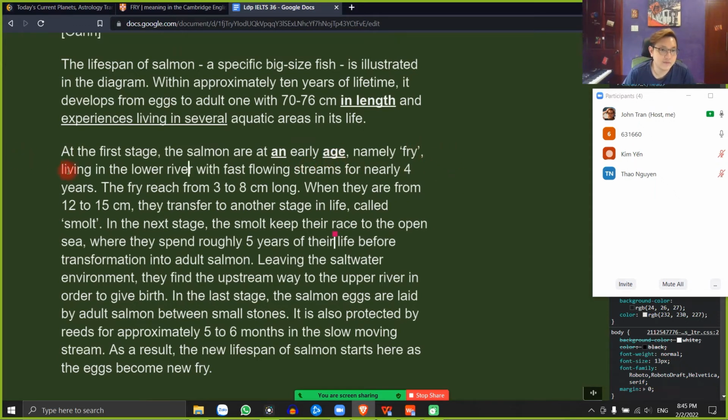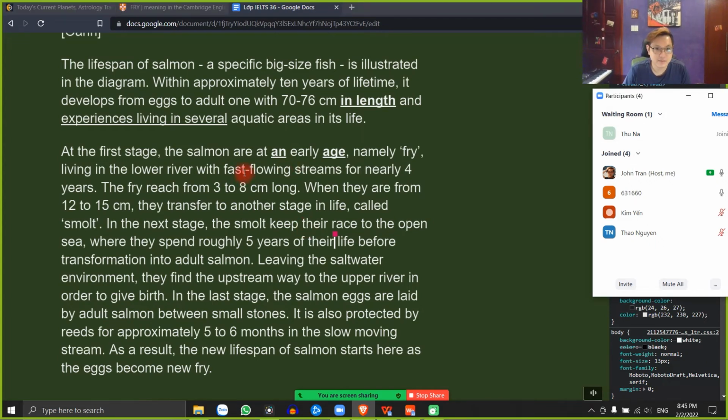Namely fry, living in the low river with fast flowing streams. Here you need a hyphen. Why do you need a hyphen here? Because fast-flowing here is basically a compound adjective to give information about the word streams.